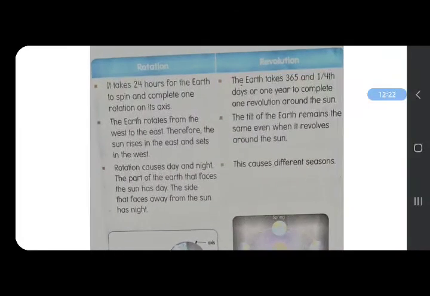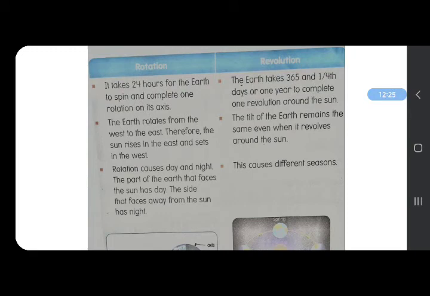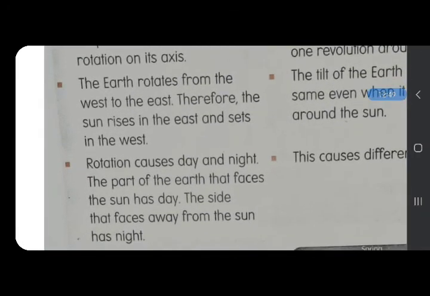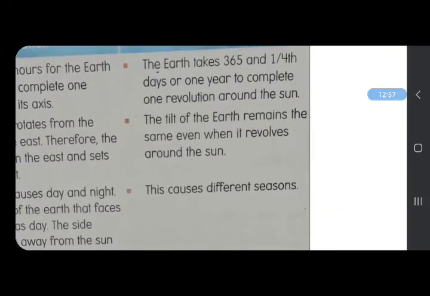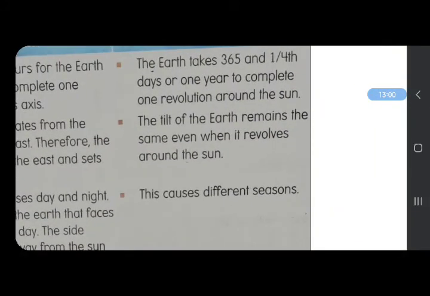Let's revise it again. What is the difference between rotation and revolution? Rotation, it takes 24 hours for the Earth to spin and complete one rotation on its axis. And revolution, the Earth takes 365 and 1/4 days or 1 year to complete one revolution around the Sun. And the Earth rotates from the west to the east, and that's why the Sun rises in the east and sets in the west. The tilt of the Earth remains the same even when it revolves around the Sun. Tilt never changes.